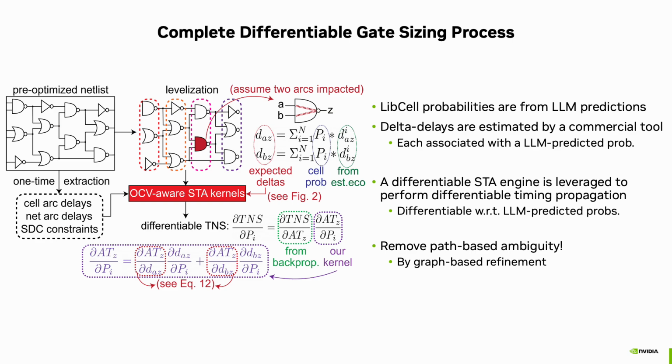Finally, a great benefit of this probability refinement using the STA engine is that it removes the path-based ambiguity of the path-by-path sizing formulation. Since one cell can sit on multiple violating paths, with our engine, we refine the probability on a graph-based level, albeit we may experience timing path symmetry that may introduce overfixing due to the nature of GBA analysis.